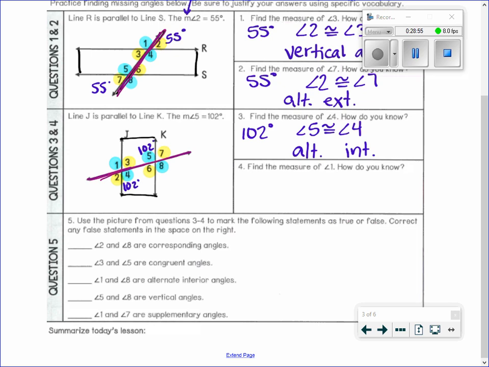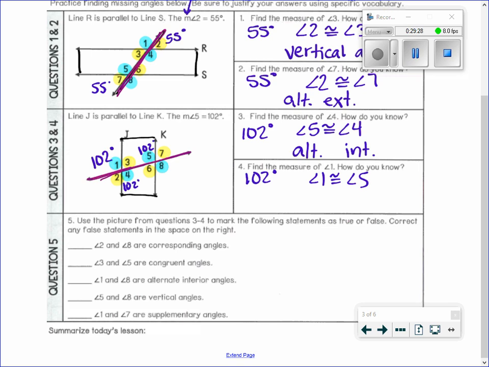All right, next we're going to find the measure of angle 1. What's angle 1 going to be? 102. 102 degrees. And let's compare angle 1 to our original angle 5. Congruent to angle 5. Angle 1 and angle 5.